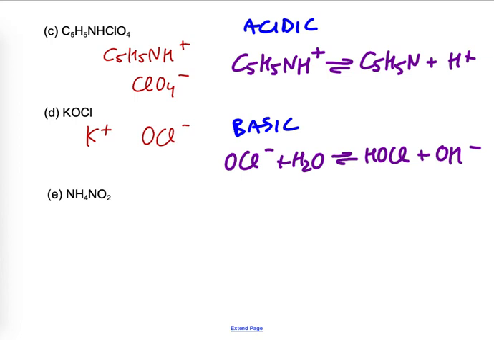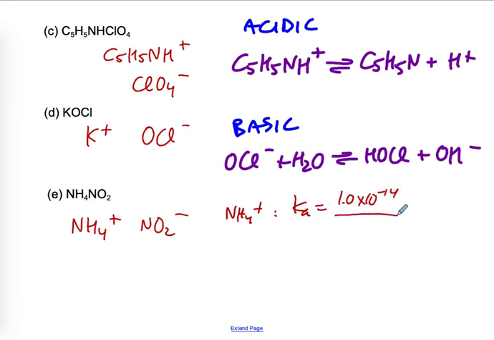Finally, ammonium nitrite consists of the ammonium cation and the nitrite anion. Ammonium is the conjugate acid of ammonia, a weak base, therefore it's going to be acidic. Nitrite is the conjugate base of nitrous acid, a weak acid, therefore it's going to be basic. Which will win out? Well, we have to look at the equilibrium constants. For ammonium, Ka equals Kw divided by Kb for ammonia, 1.8 times 10 to the negative fifth, which is 5.6 times 10 to the negative 10th.